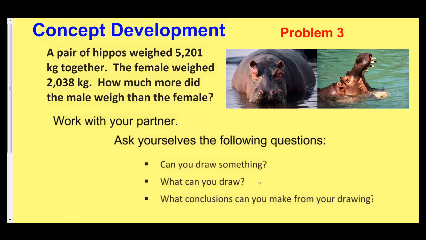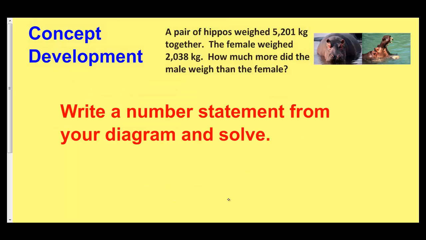Hippos weighed 5,201 kilograms together. The female weighed 2,038 kilograms. How much more did the male weigh than the female? So again, I want you to ask yourselves, can you draw something? What can you draw? And what conclusions can you make from your drawing? Then I want you to write a number statement from your diagram to solve.